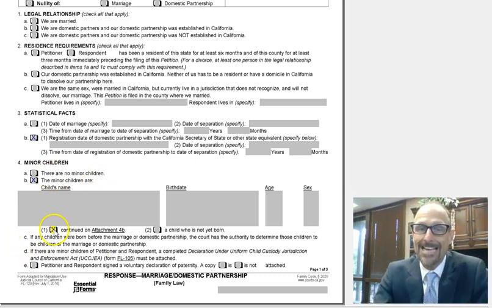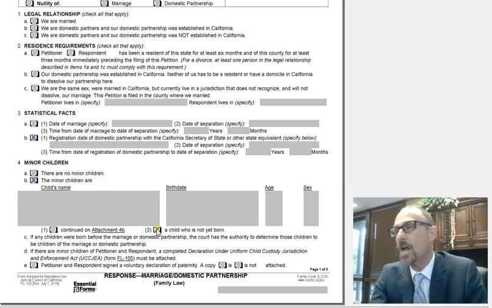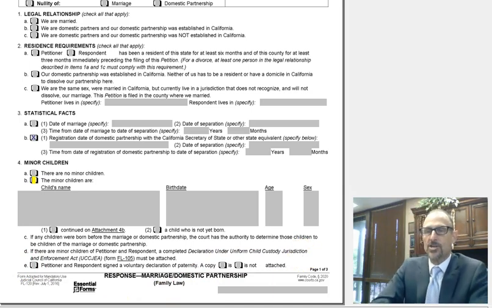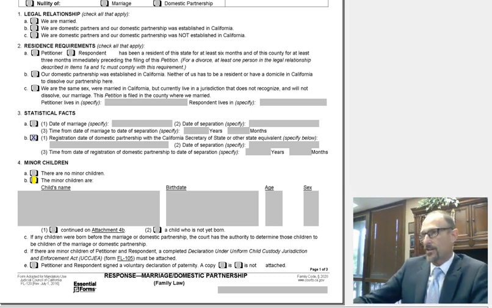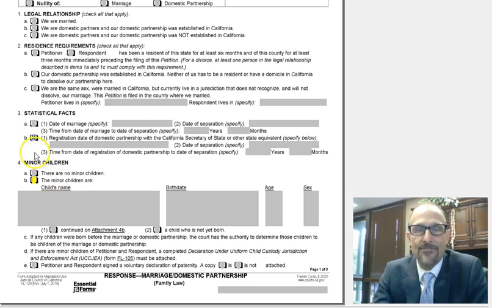All right. Now, let's say, for example, mom is pregnant at the time of this dissolution. Then you would mark 2, a child who is not yet born. All right. Then there's some notes there you should be aware of right below there, C, D, and E. It's just telling you that we're going to need to attach another form. We are going to attach that FL 105, and there's another video that's going to show how to fill that out.